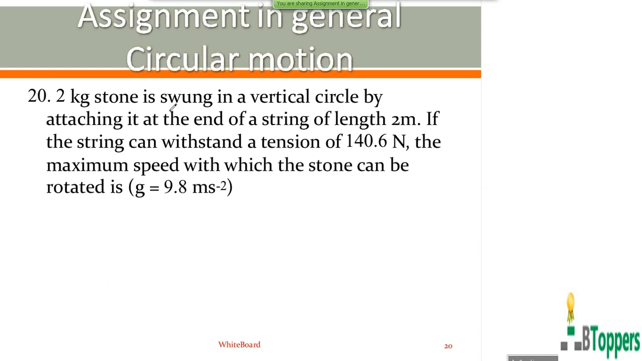A 2 kg stone is swung in vertical circle, attaching it at the end of a string of length 2 meter. The string can withstand a tension of 140.6 Newton. The maximum speed with which the stone can be rotated is. The magnitude of the tension on the string is maximum at the lowest position.